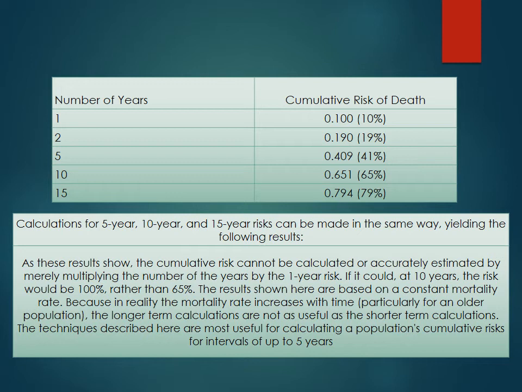Because even at the end of 10 years, you still have some patients left over who are still at risk. Does that make sense? So this is why we do cumulative risk this way, versus just multiplying the overall risk times the number of years you're looking at.